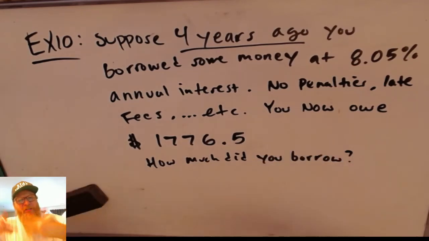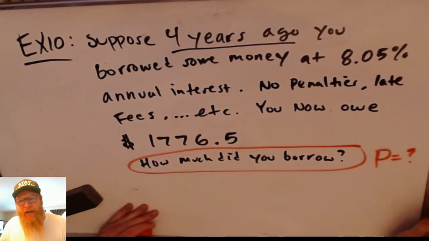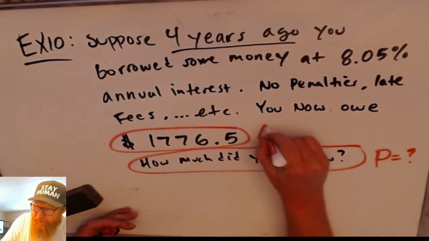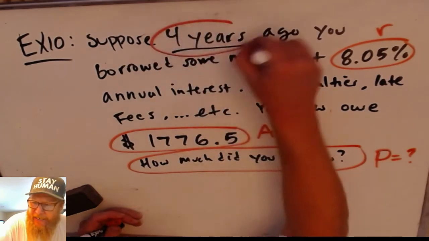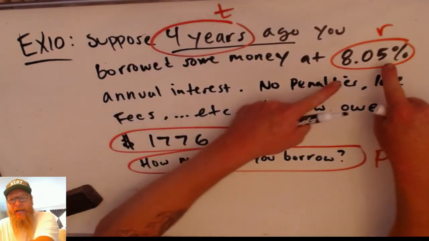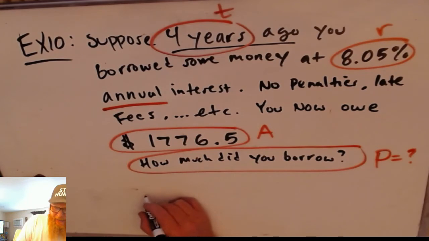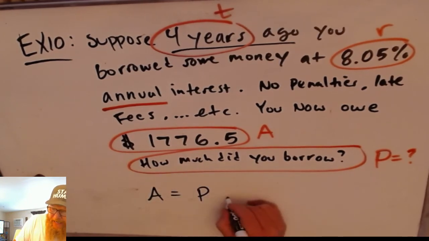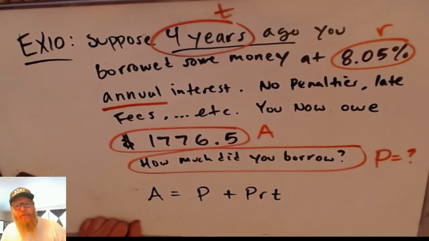So I want to reverse this process and solve for P. So P is the unknown value. A is the known value. R is the interest rate, and T is the time, and everybody matches: 4 years, 8% annual interest, so everything's matching up. I got my A equals P plus PRT.